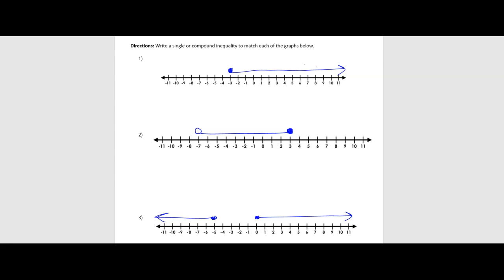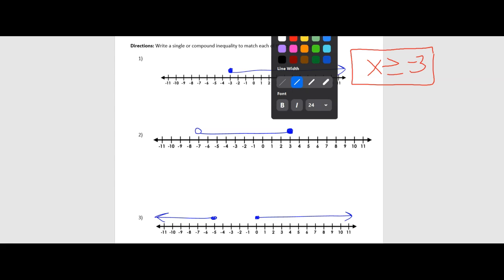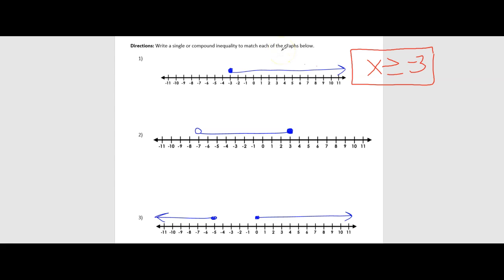Okay, so the first one we have x is greater than or equal to -3. We have to include the or equals to part because it is a closed point, and the numbers that the blue arrow is above are greater than -3. For number 2, we actually have a compound inequality, and this one is an and. We start off with x is greater than -7, and x must be less than or equal to 3. Okay, that's what that graph shows us.